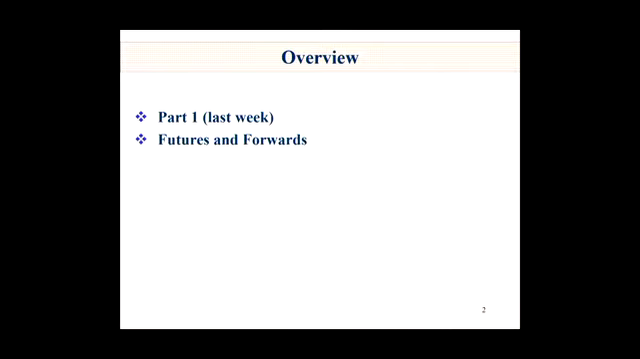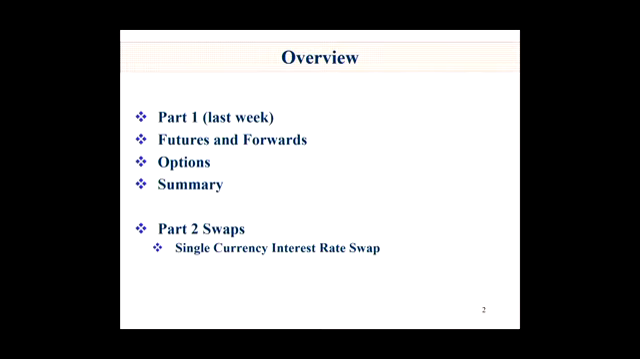Last week we talked about futures and forwards. We talked about options. Today we're going to talk about a different type of foreign currency derivative: swaps. We're going to look at 2 cases of swaps. There are other ways that swaps can be set up, and we'll talk about that towards the end. But basically we're going to look at a single currency interest rate swap and a cross-currency interest rate swap.